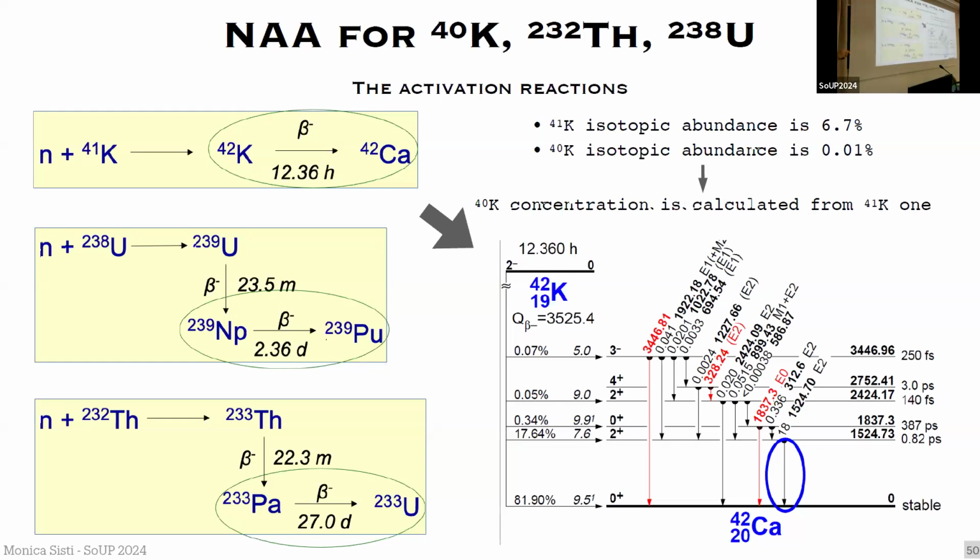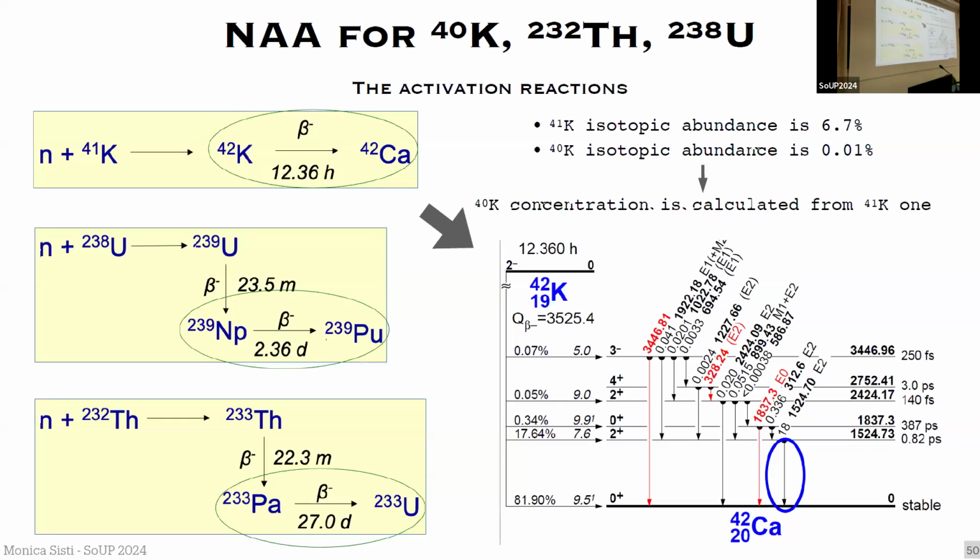But potassium-41 also gets activated by neutrons, and in potassium-42 that decays in 12 hours. So to have a good sensitivity for this, it is a quite nice measurement to be done with neutron activation. It's quite fast. In a couple of days, you have an answer on the potassium-40 content of your sample.